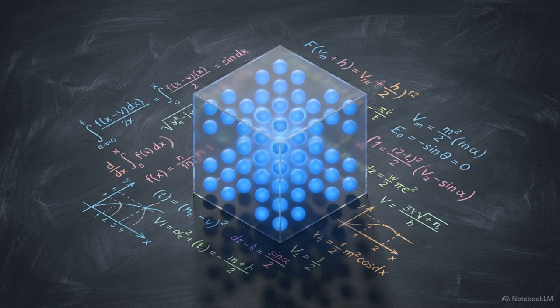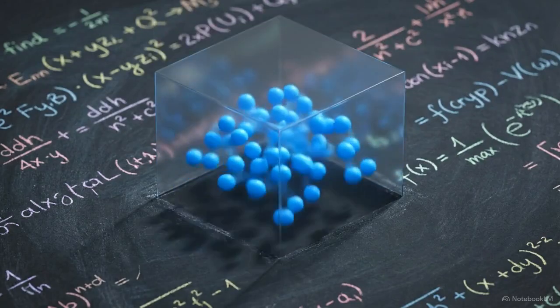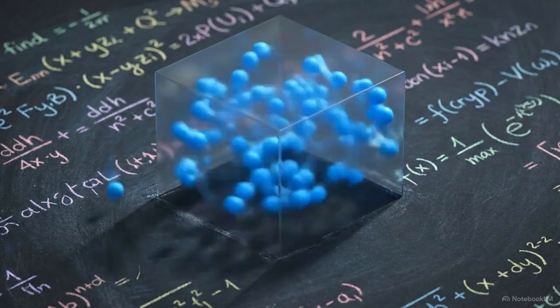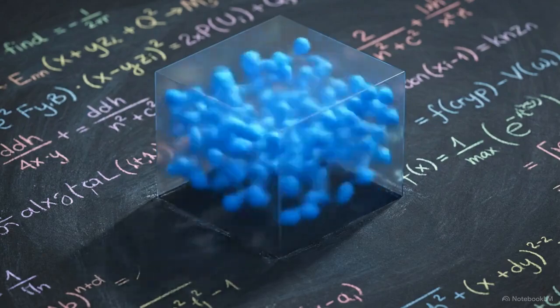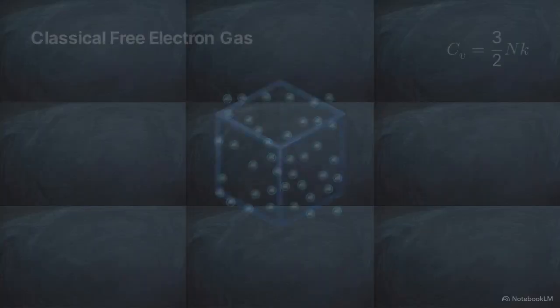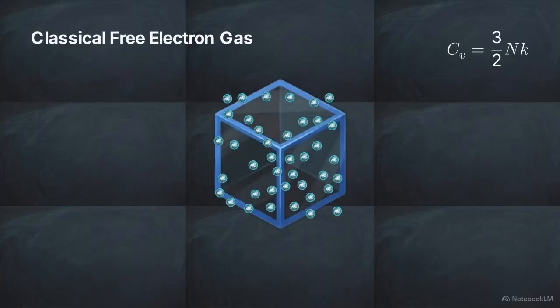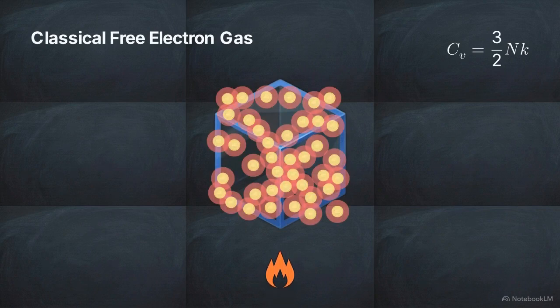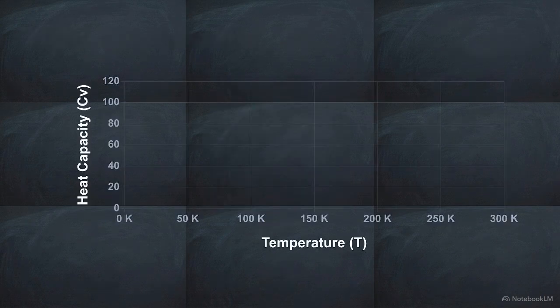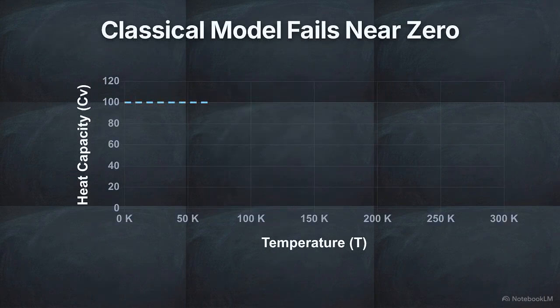For a long time, physicists pictured the inside of a solid metal exactly like this, a microscopic box filled with a chaotic, random swarm of free electrons bouncing around just like gas molecules. According to this classical ideal gas model, if you apply heat to a material, every single electron inside that box should absorb energy. The math strictly predicts a constant heat capacity for all electrons, regardless of the temperature.